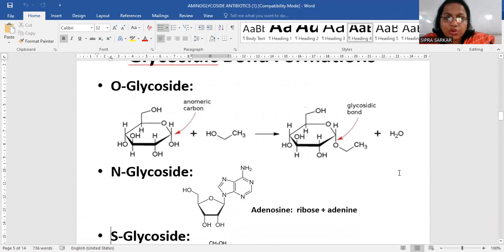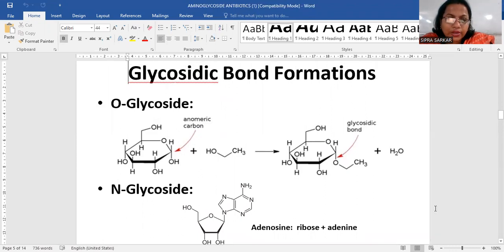Now coming to the glycosidic bond, see here. The glycosidic bond or O-glycoside. This is the anomeric carbon. This is the glucose unit present over here. Whenever this glucose unit is reacted with methanol, it will produce a glycosidic bond, that is OCH3, and that CH3 can be replaced with another ribose or adenine nucleotide.